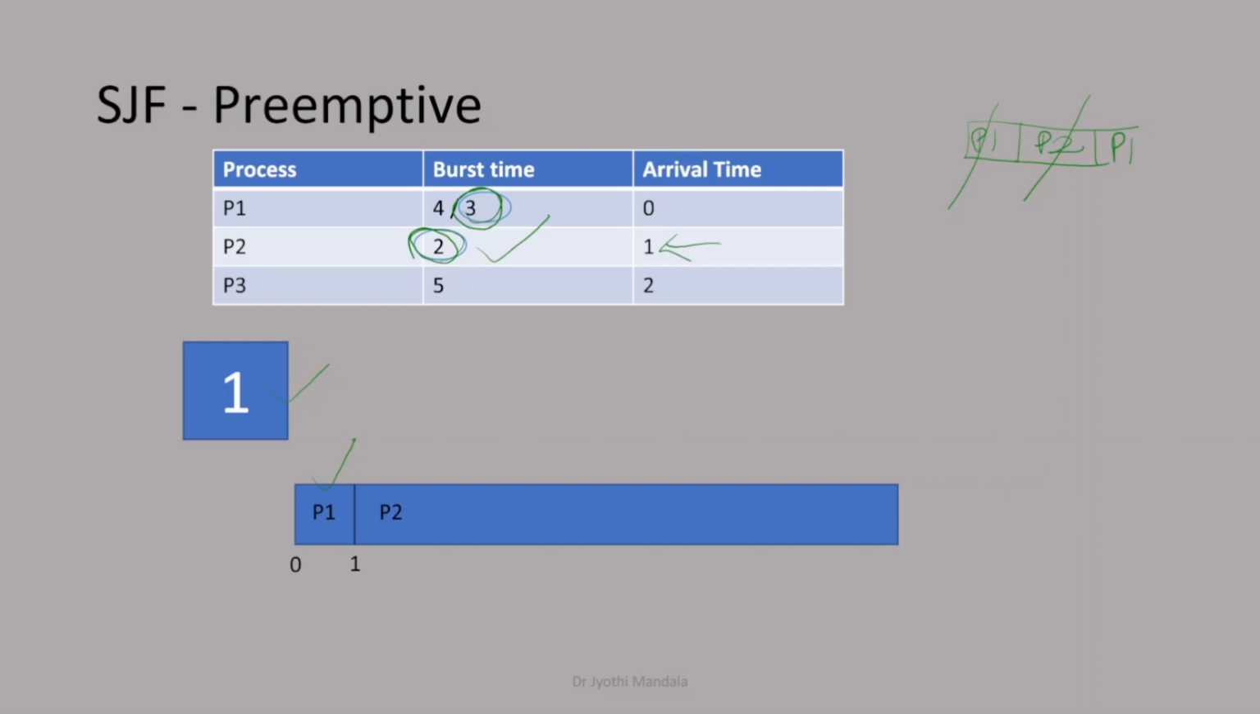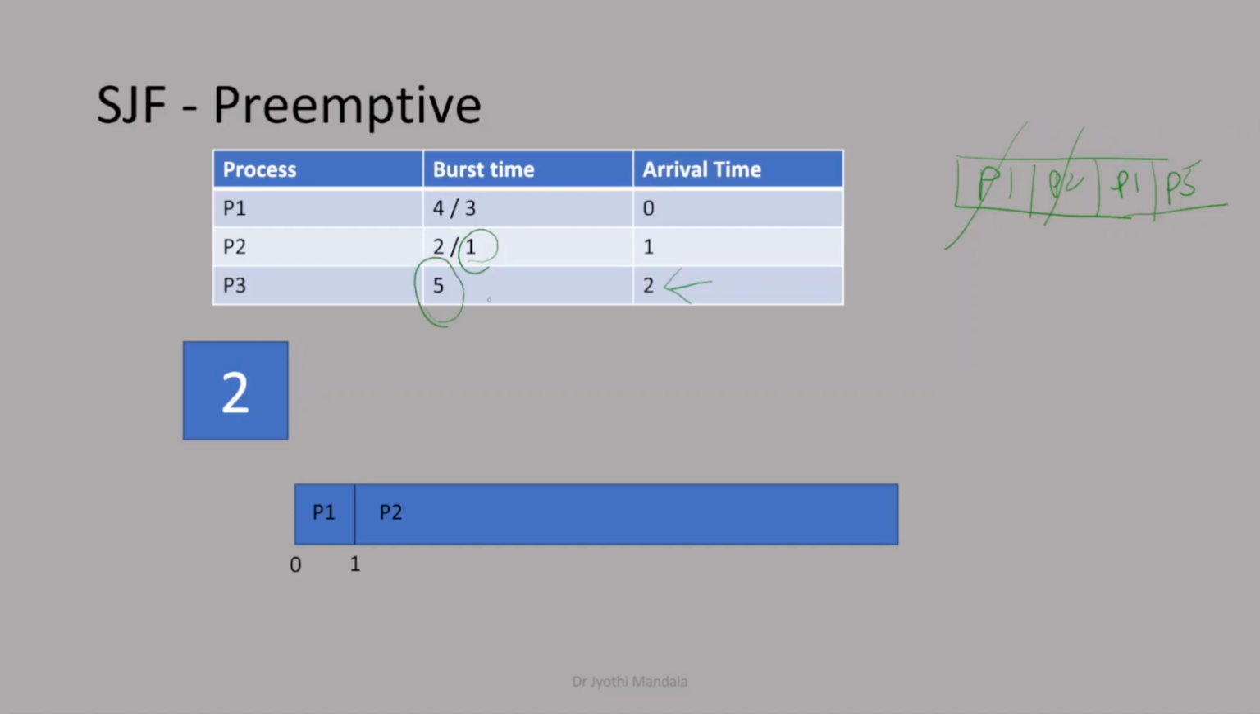Now let us understand. P2 requires 2 seconds, let us execute one more second. At 2 seconds, if you see, we got now in the ready queue, only P1 is there. Earlier P1 and then P2. For your understanding, I'm writing, and now only P1 is there. Now P3 has been added. Now whenever a new process comes, what we need to check? We need to check the remaining time. What is the remaining time of P2? That is 1 second. And what is the time required for P3? 5 seconds. Isn't it?